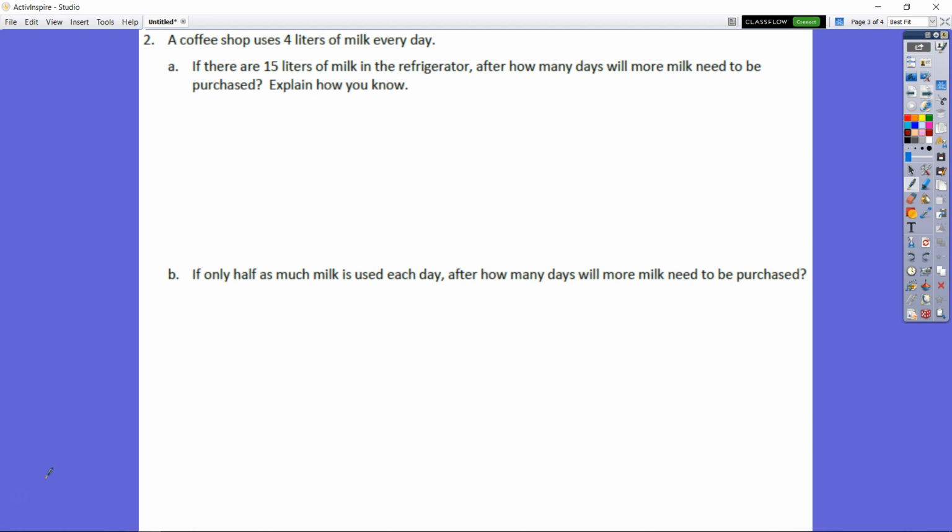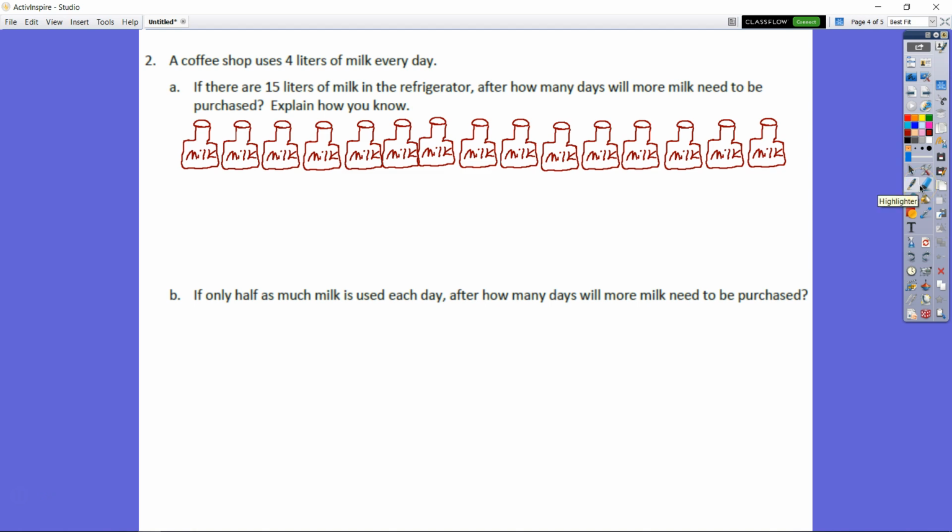All right, so let's take a look at what they're asking us here. So let's draw this out. I'm going to make my 15 liters. All right, so I have my 15 liters of milk. If the coffee shop uses 4 liters of milk every day, that means after day 1, it'll use 4. Day 2, it'll use another 4. Day 3, it'll use another 4. Day 4, it won't have enough milk, so they'll have to buy more milk after 3 days.